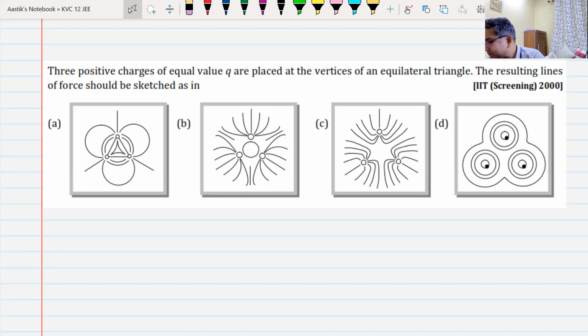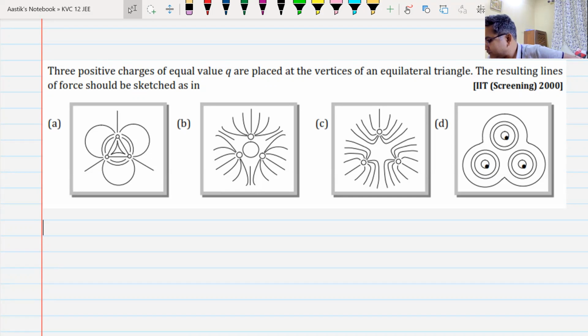Option C, sir. Why not B? B is also looking good. I mean, if it is a part of beauty, B is also looking good for me. C is the correct answer. Why not B? What is the difference between B and C?